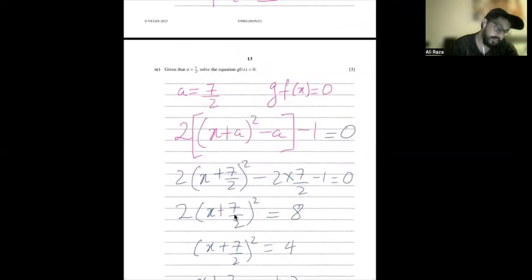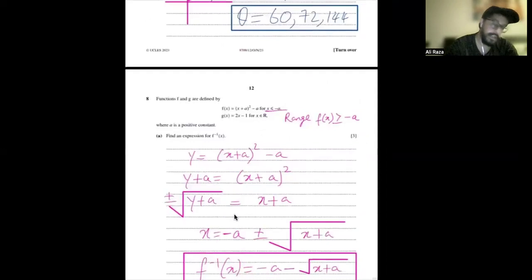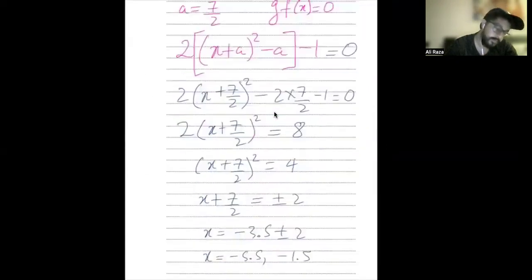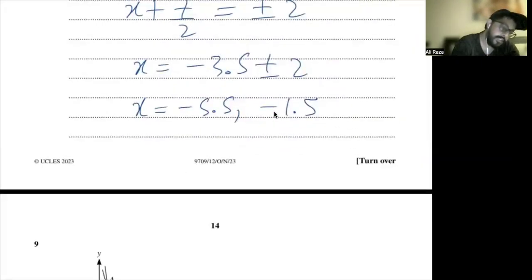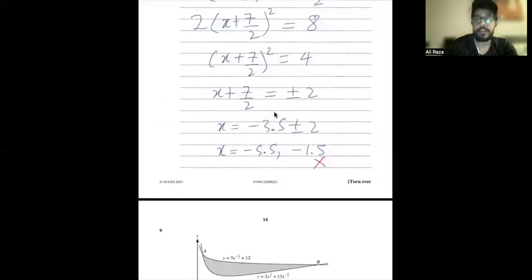But since the domain for f(x) is x less than or equal to minus a, which in this case is less than or equal to minus 7 over 2, we would reject minus 1.5, and our only answer over here would be x is equal to minus 5.5.